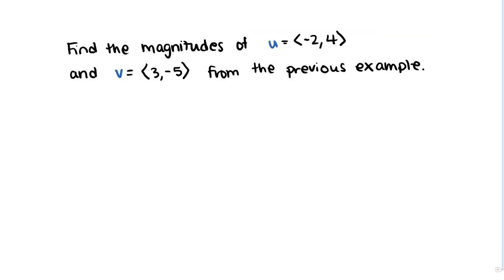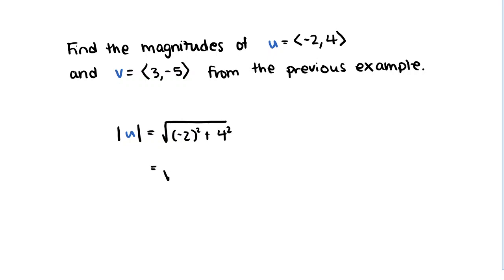So let's use this idea to find the magnitudes, or the lengths, of the vectors u and v, where u and v were the vectors in one of the previous examples. So u is the vector -2, 4, and v is the vector 3, -5. So again, here we're just using the Pythagorean theorem, really. The magnitude of u, well, this is equal to the square root of the sum of the squares of the components, right? So this is -2 squared plus 4 squared.